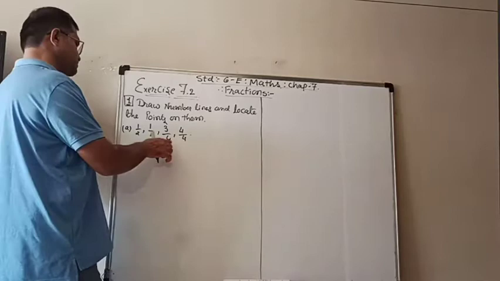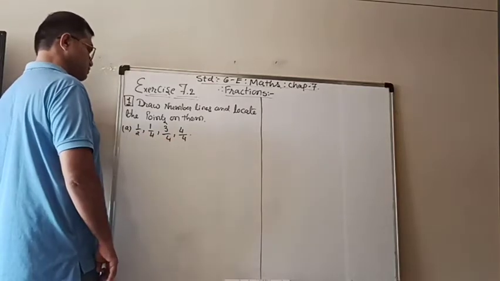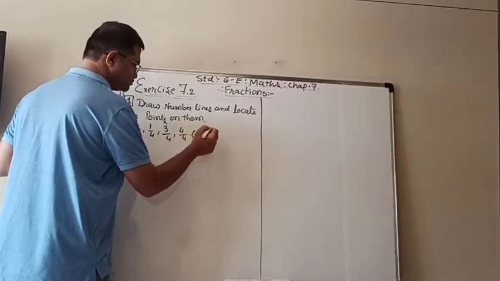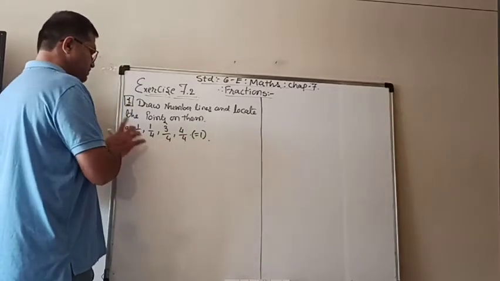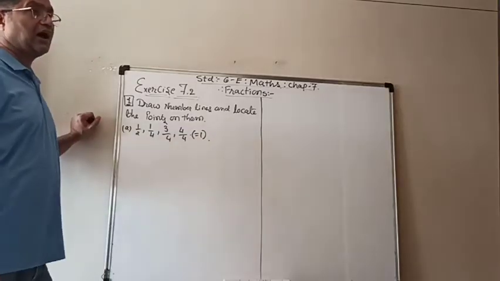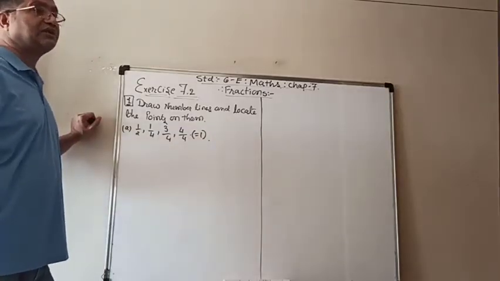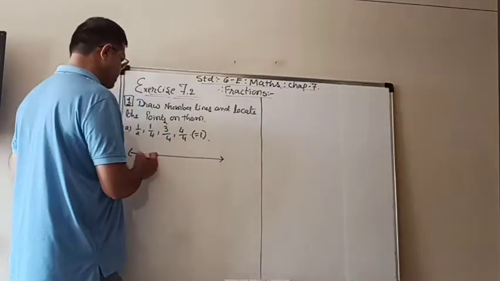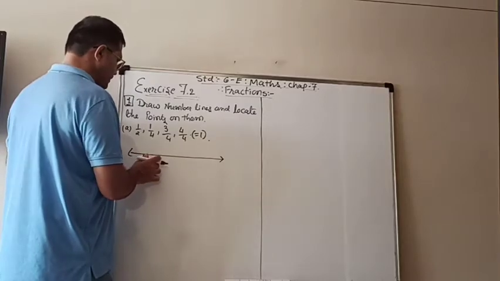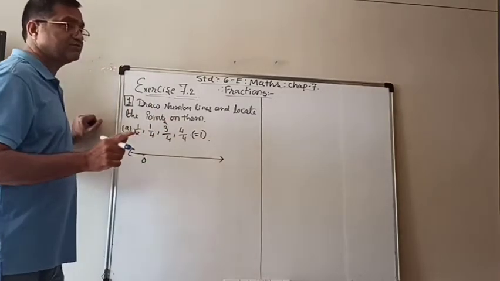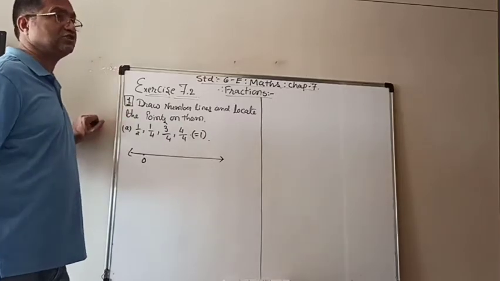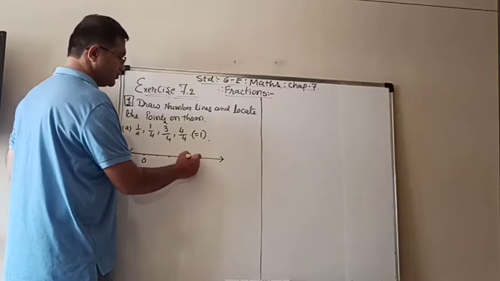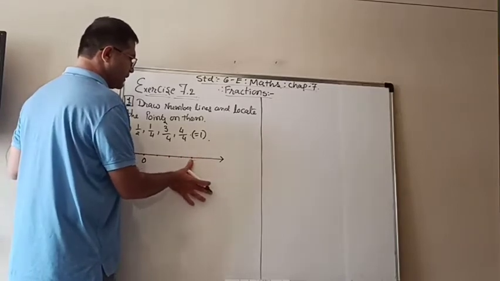So now we can see that here 4 by 4 is equal to 1 and the others are less than 1 because they are proper fractions. So now we have to make 4 equal parts between 0 and 1. And as I told you, to make 4 parts, we have to put 3 dots between 0 and 1. So 1, 2, 3 and 4. So the fourth part is 1.